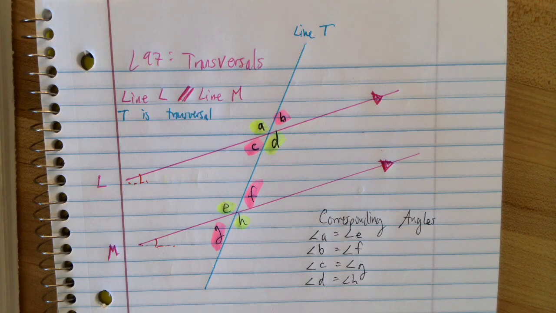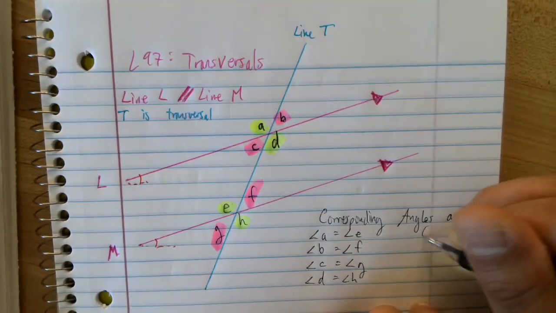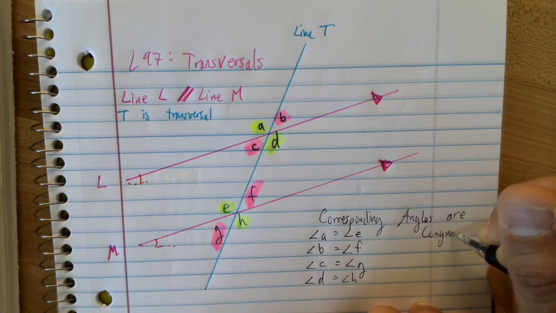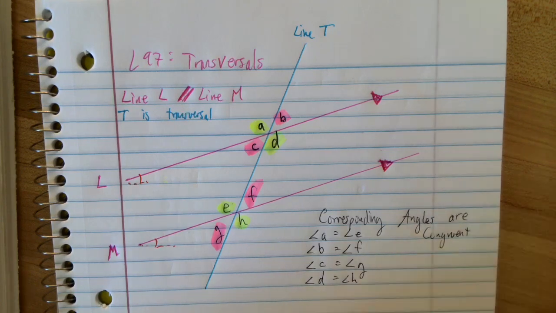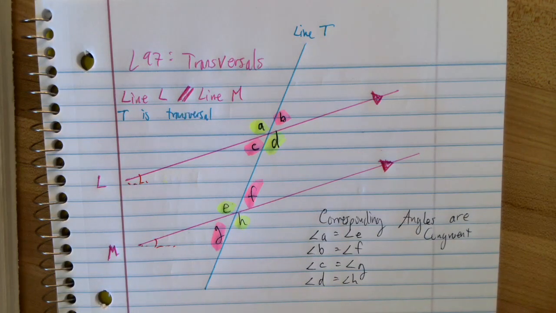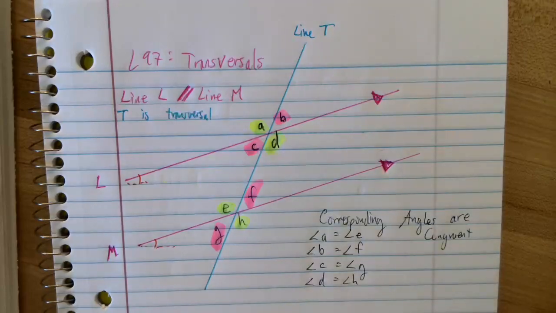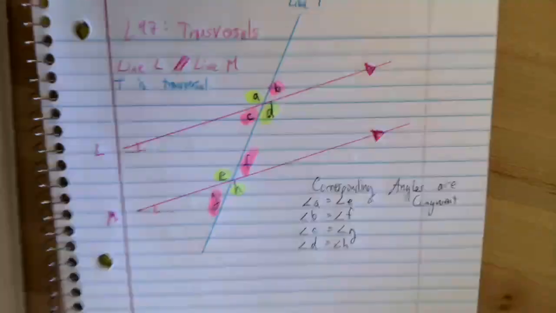Northwest, northwest. That makes sense to me because I like directions. But corresponding angles are congruent. Okay? What does congruent mean? The same, equal. Okay? Well, that's not all.